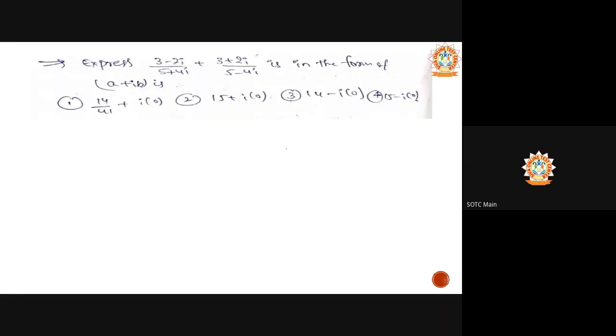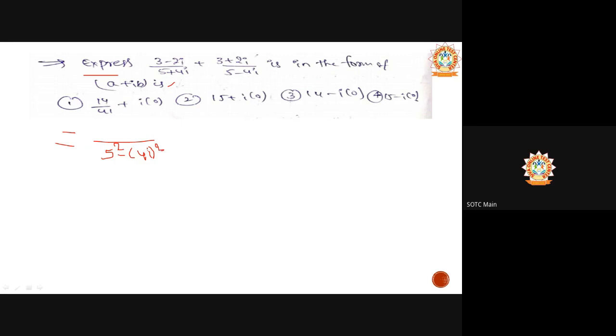Now try to see the next question. Express 3 minus 2i by 5 plus 4i plus 3 plus 2i by 5 minus 4i in the form of a plus ib. Now try to see how to solve this question. Take the LCM. What will the LCM become? 5 plus 4i into 5 minus 4i. So what is that? 5 square minus 4i whole square. Yes or no?